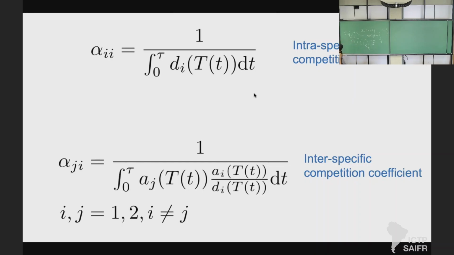The intraspecific competition coefficient is 1 over the average mortality rate over the year. That means it's actually proportional to your longevity. And that makes a lot of sense, right? The longer you live, the more resources you need, and the stronger your effects on other individuals of your same species. 1 over this thing is the interspecific competition coefficient.